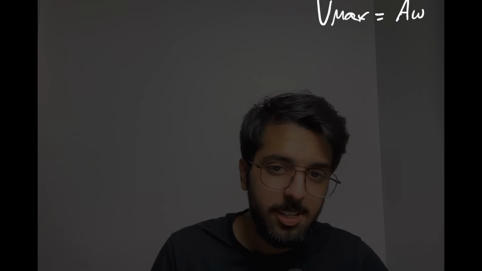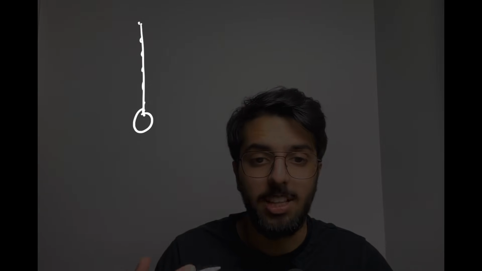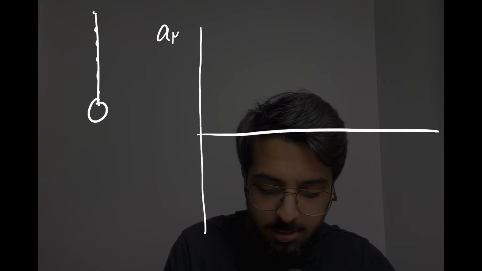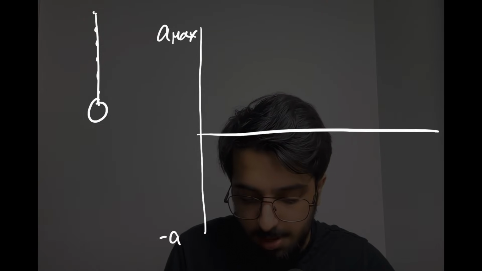All right, now finally moving on to acceleration, where we have our pendulum again, once again in the mean position. When it's in its mean position, that is when the acceleration is 0, right? So again, if we have our graph where this is our A max, so acceleration max, and then negative A max.